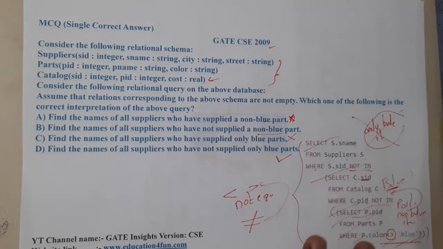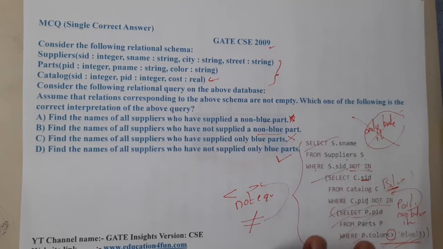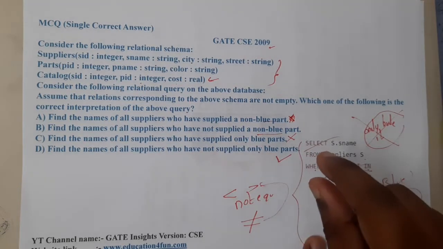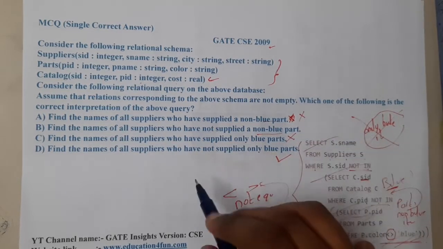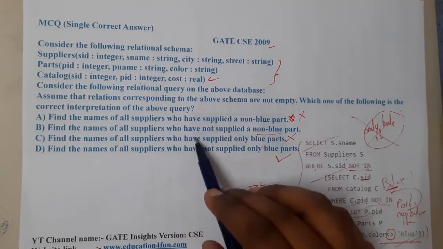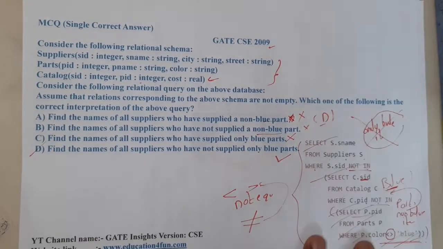Okay, so now let us check option A. Option A says that find the name of all suppliers who have supplied a non-blue part. So it is indirectly saying if you are supplying at least one non-blue part, you will enter. That is wrong. Similarly, moving on, option B says the opposite of that. That's also wrong. So the most probable correct answer should be D, guys.